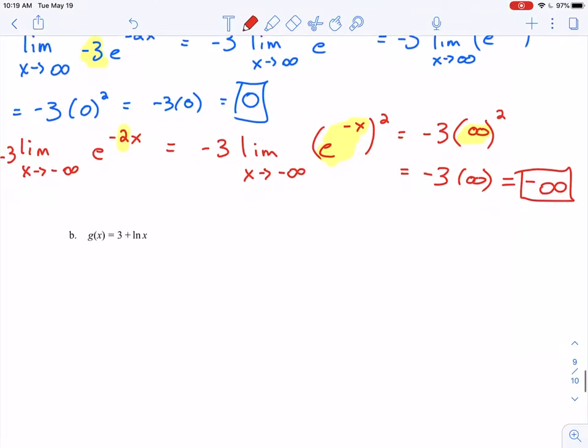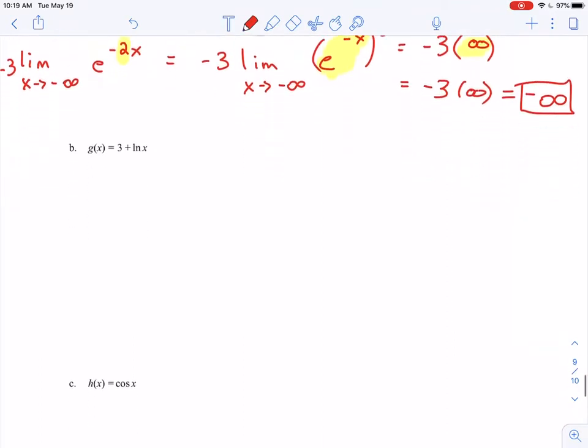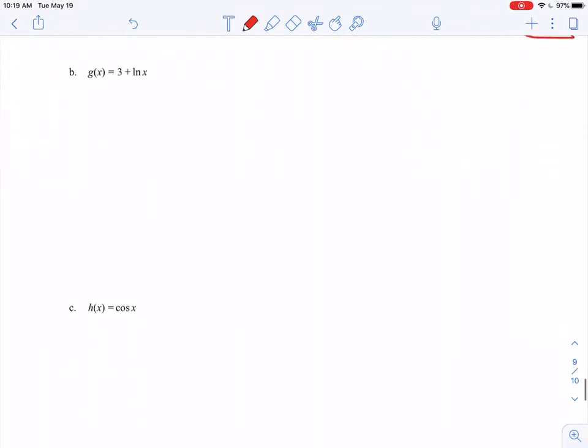So let's look at this next one here. I have a natural logarithm. So here I want to find the end behavior. So the right-hand end behavior, limit as x approaches infinity of 3 plus natural log of x. If you'd like to, you can go ahead and apply your limit properties, kind of distribute this limit here. I'm just going to do that mentally here. I know that 3 is a constant, so that just stays at 3 no matter what. It doesn't depend on x.